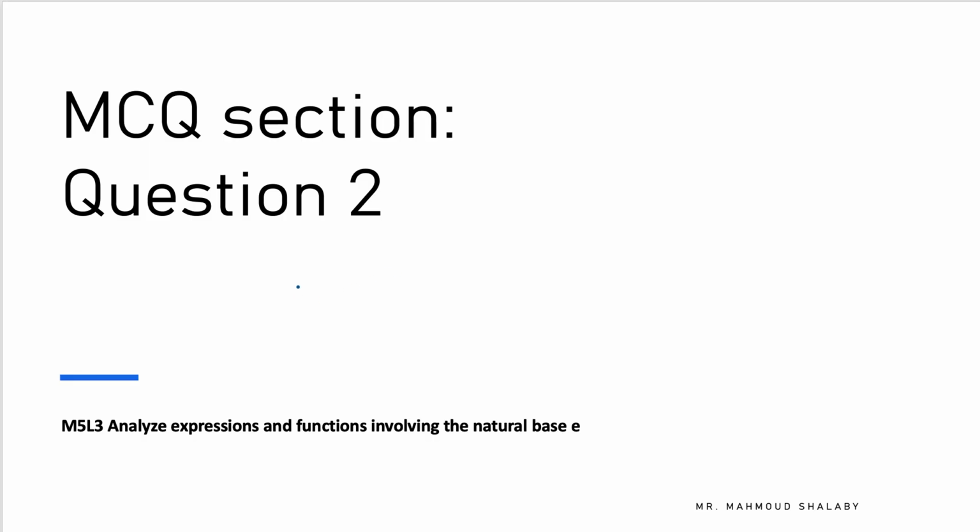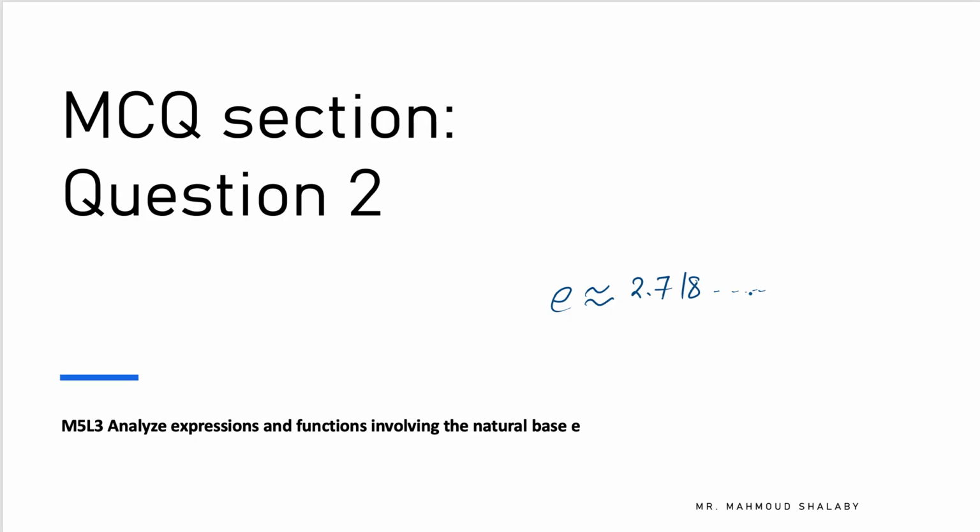Now, question 2, it's module 5, lesson 3, analyze expressions and functions involving the natural base e. Before we start, ya shabab, do you remember what is e? Can someone remember what is e? E is a constant similar to, yes, exactly, similar to pi, which is 3.14. However, e has a different value, which is 2.718. It's a very long number, but with 3 decimal places, it's 2.718.